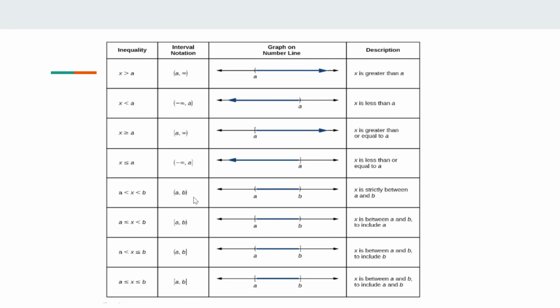Where x is strictly between a and b, we're using parentheses, because x is between a and b, not including a and b. For this one, where x is between a and b, including a, we're using a bracket for a because it's included, and a parenthesis for b since it's not included. Same thing here, we're including b, so we're using a bracket, and not including a, so we're using a parenthesis. And for the last one, where both a and b are included and x is in between them, we're using brackets for both.